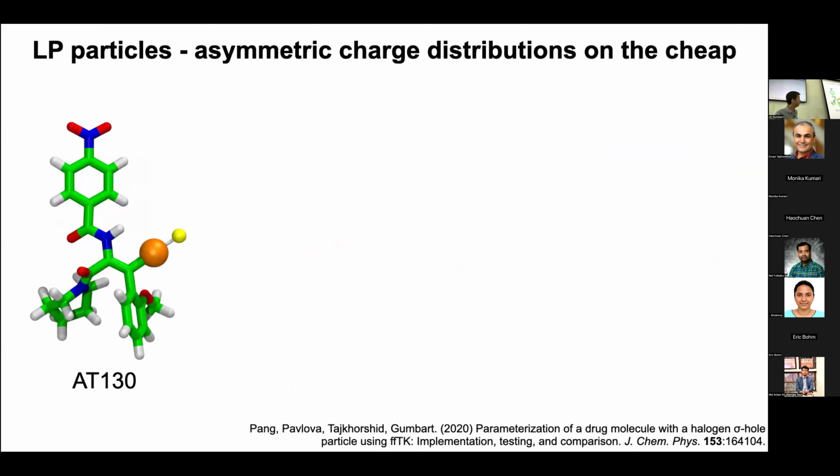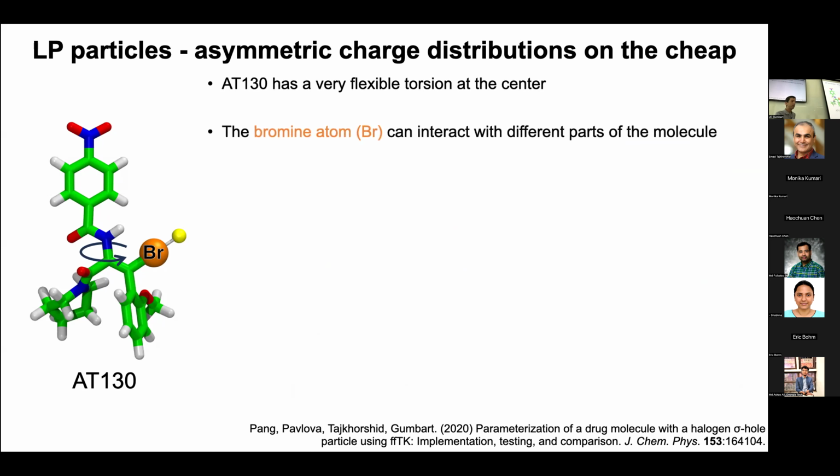This molecule ended up providing an interesting case study in that the orange there is a halogen atom. In particular, it's a bromine. Halogens are your iodine, chlorine, bromine, or fluorine. It also has a very flexible torsion at the center. So there's the bromine atom, and it can interact differently with different parts of the molecule. So this is kind of interesting.